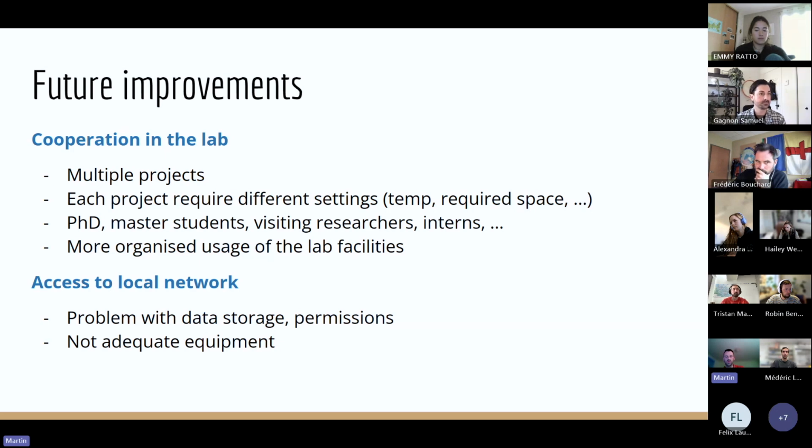There was only one computer, which was really outdated, so it was also difficult to work with that. So we were using our personal computers, and yeah, for security reasons, it's not really good. So this could be improved in the future.